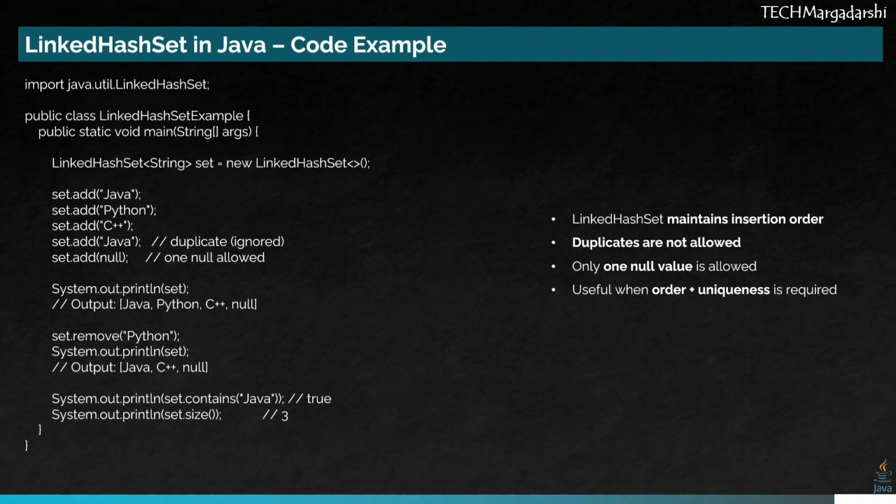Finally, we use the contains method to check if Java exists in the set, and the size method to find the total number of elements. This example clearly shows how LinkedHashSet ensures uniqueness while preserving insertion order.